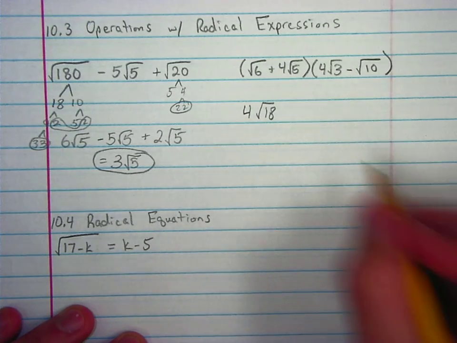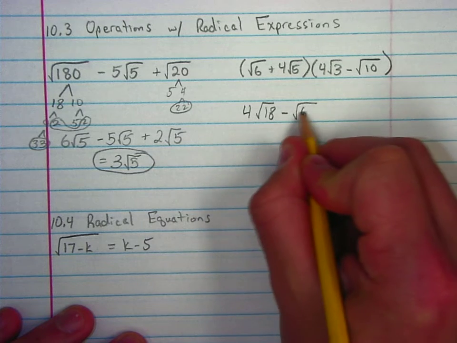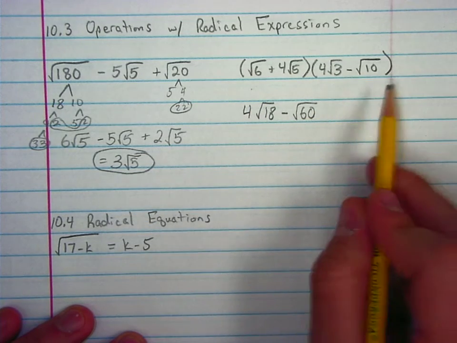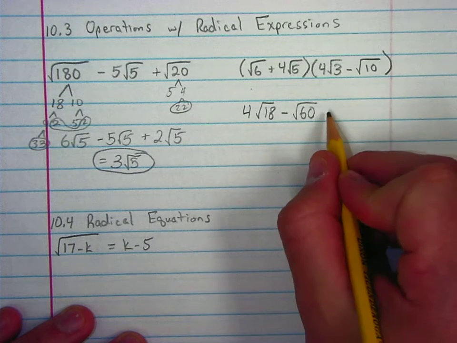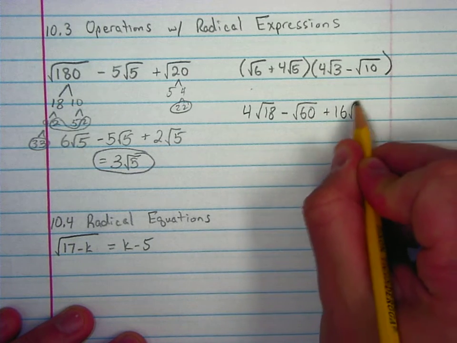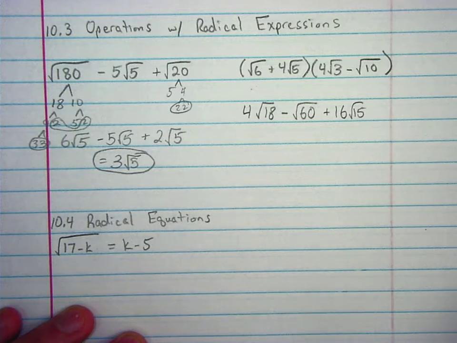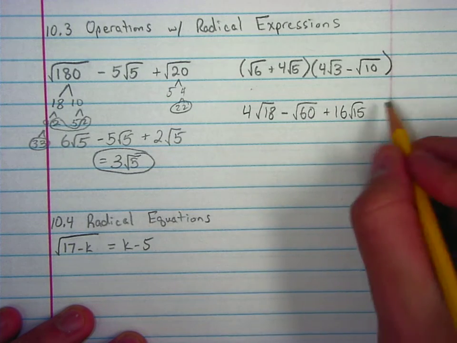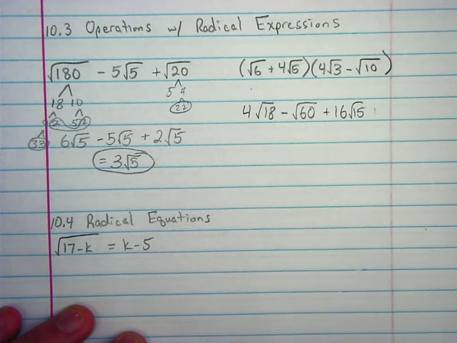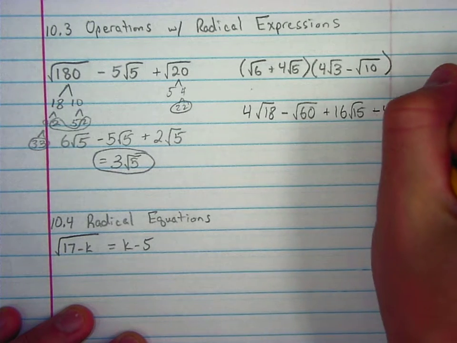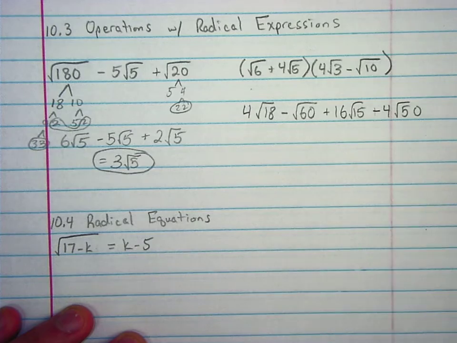Then the outside terms, minus square root of 60, because you have square root of 6 times negative square root of 10. Inside terms, so we have plus 16 times the square root of 15. And then the last terms, that's going to be a minus 4 times the square root of 50.